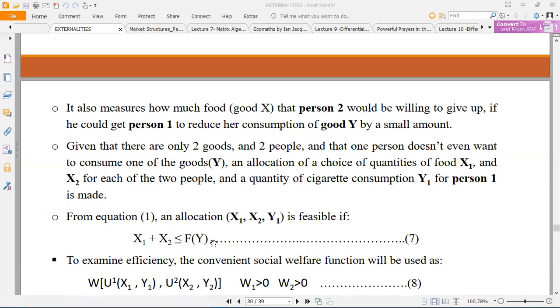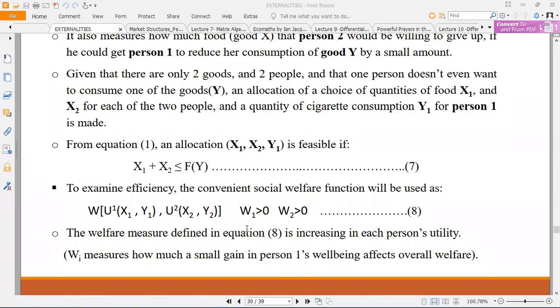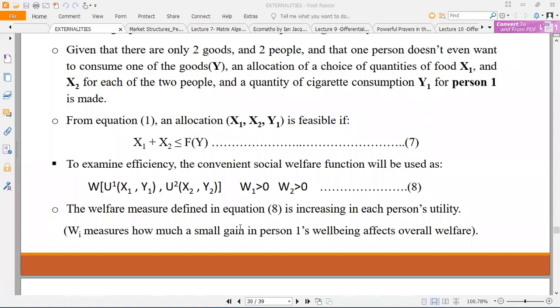Okay, this F of Y is the same as the X that we had from equation 1. Now we want to find the allocations for X1, X2, and Y1 that will be socially optimum, that will bring out the social efficiency that we are looking for.